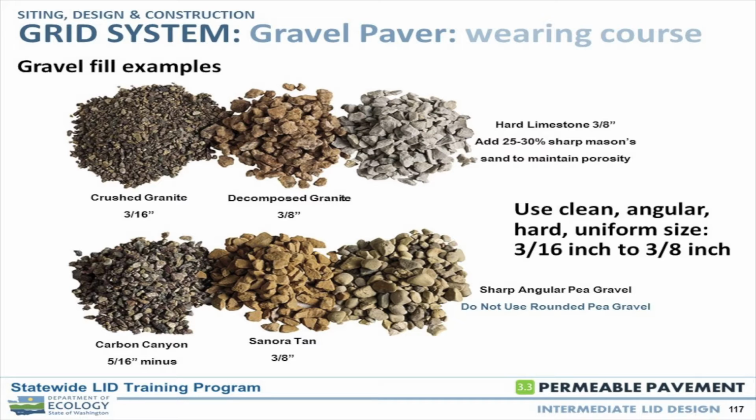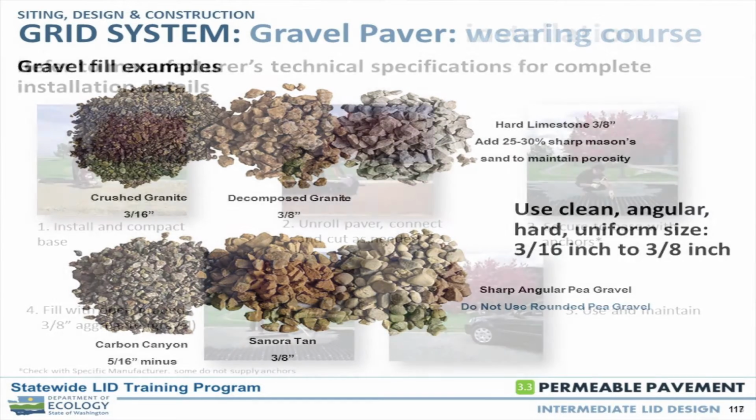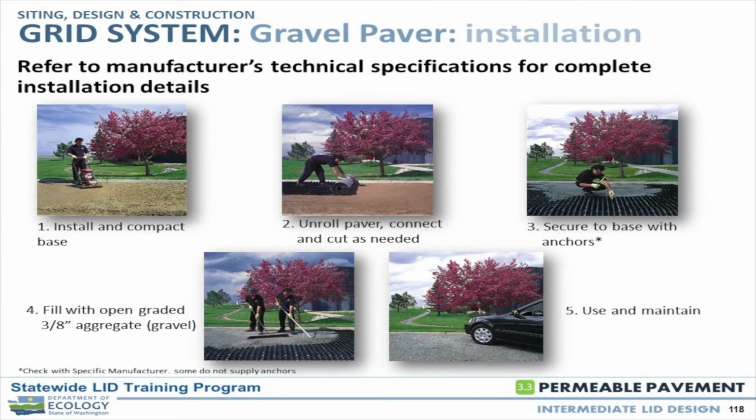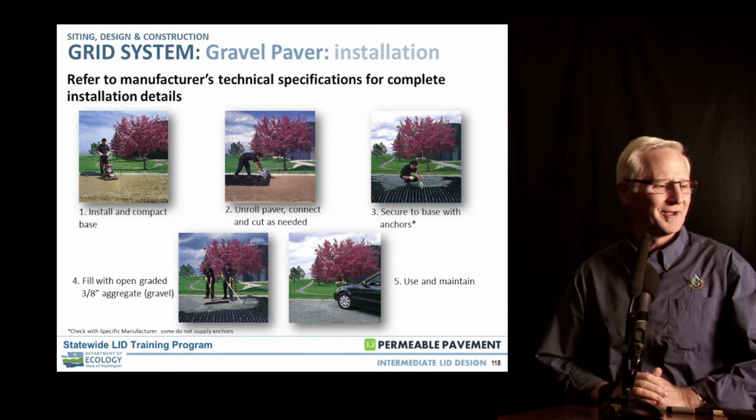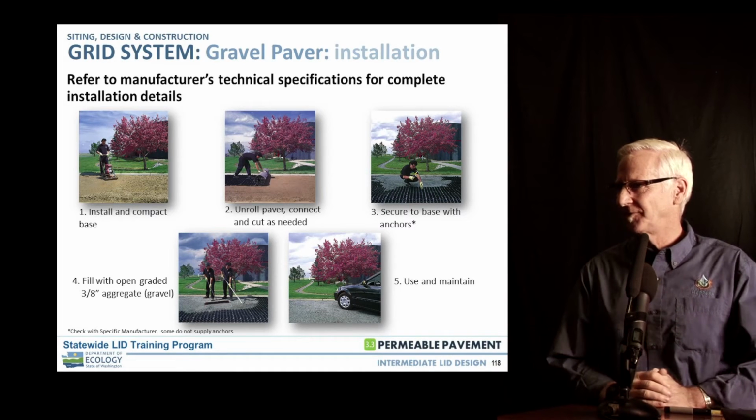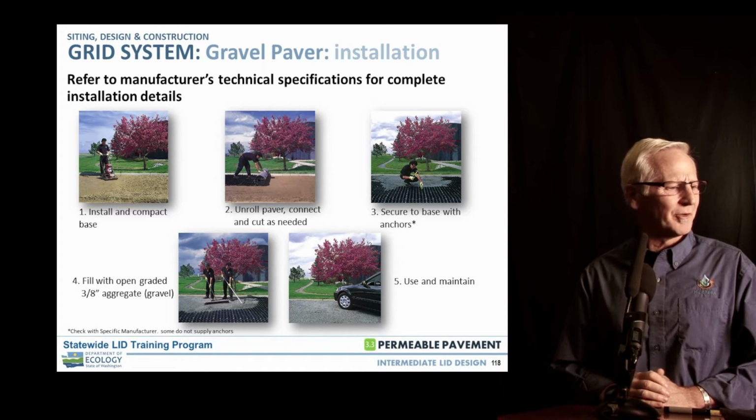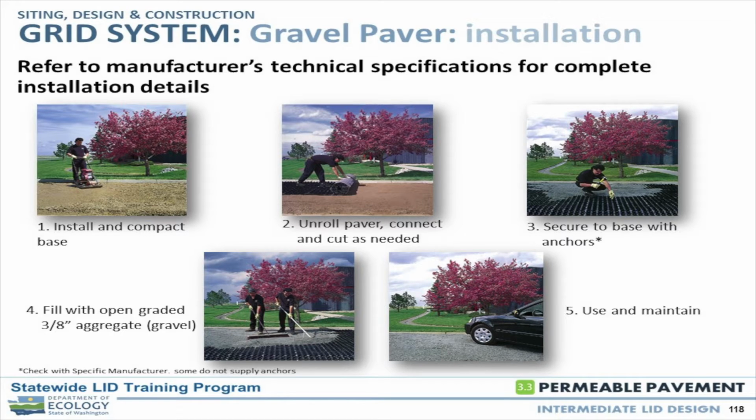Again, just using Invisible Structures, their Gravelpave system is one example, and I just want to make sure this is not an advertisement for Invisible Structures by any means. There's just so many of these things. We're going to use one as an example. Pretty easy installation. All the same considerations for your subgrade. How do you manage that subgrade to retain that infiltration capability, but get a uniform subgrade surface to work from?